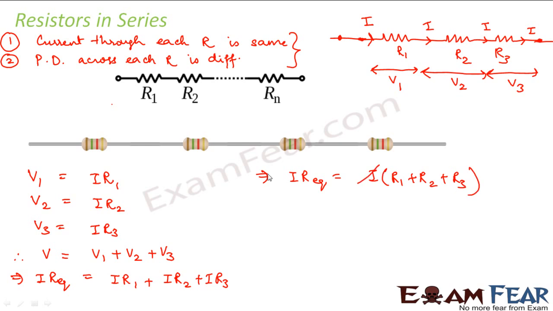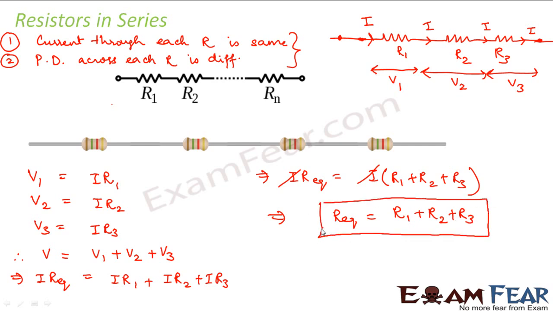So this I and I will get cancelled. So we can say the equivalent resistance of a circuit in which the resistances are connected in series is equal to the sum of the resistances. So this is the equivalent resistance of a circuit in which the resistors are connected in series.